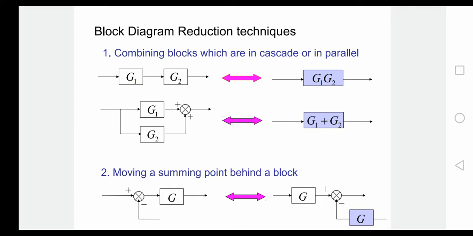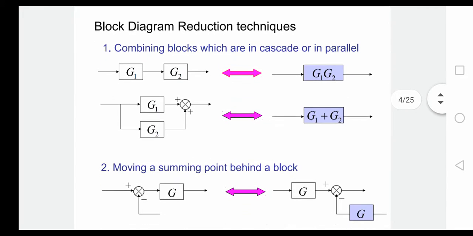In the second case, that is a feed forward path. Here G1 and G2 are in parallel, so the result is the summation, G1 plus G2. For example, if at this particular point you have a minus, then you need to take G1 minus G2. If both are minus, then you need to take minus G1 minus G2. Is it clear? I think it is clear.